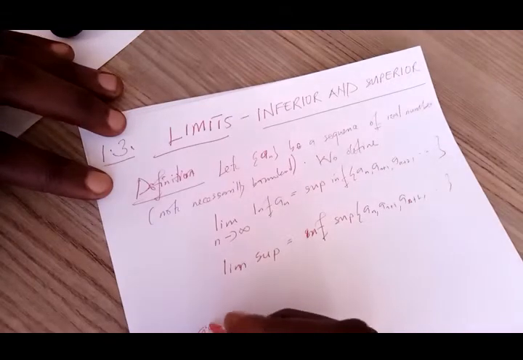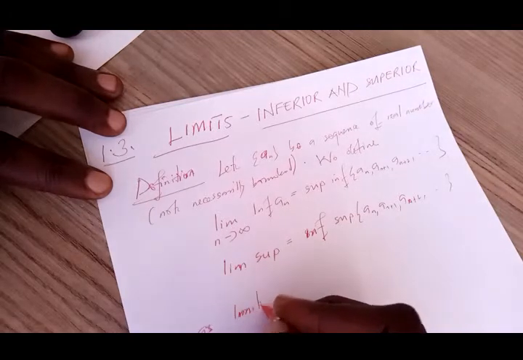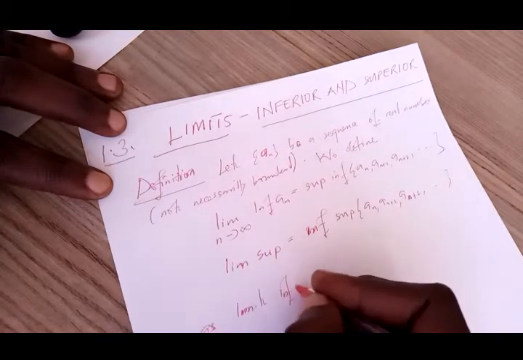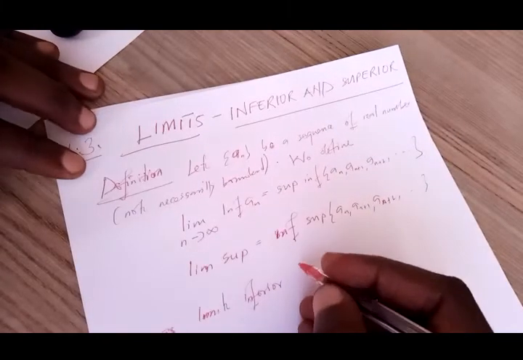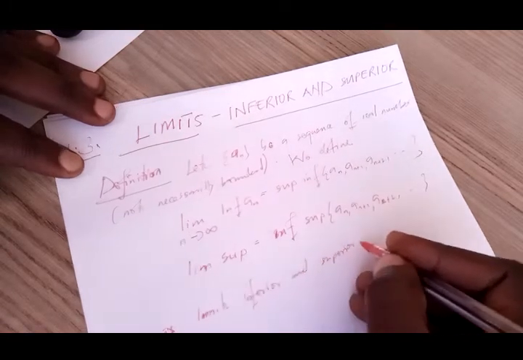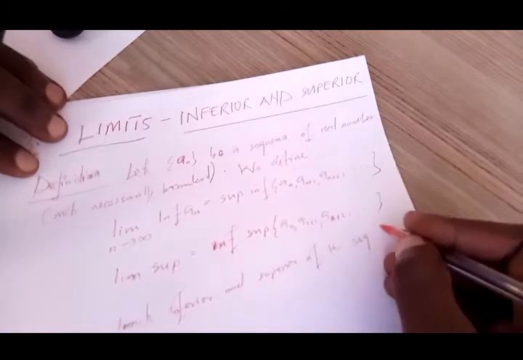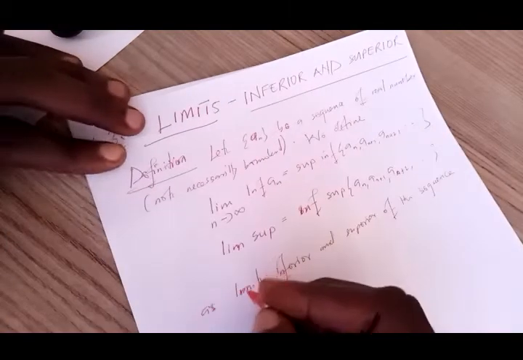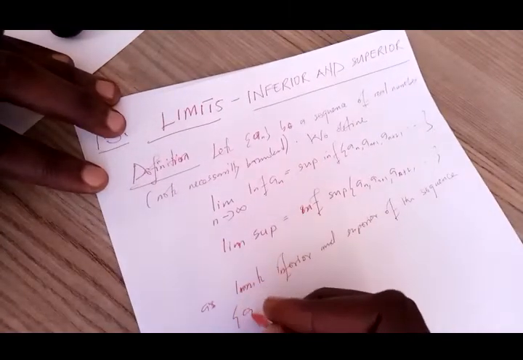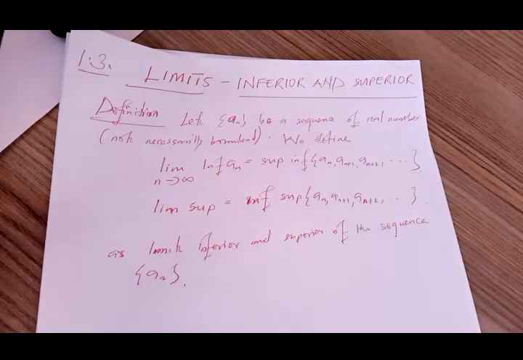So what does this mean? This is as a limit inferior. So we have the limit inferior and limit superior of the sequence, in this case our sequence an. So now I'll go through the definition. We're saying let an be a sequence of real numbers. This sequence of real numbers need not necessarily be bounded.